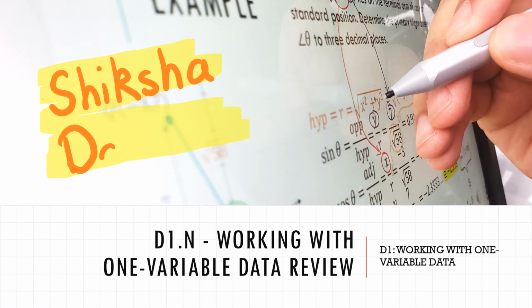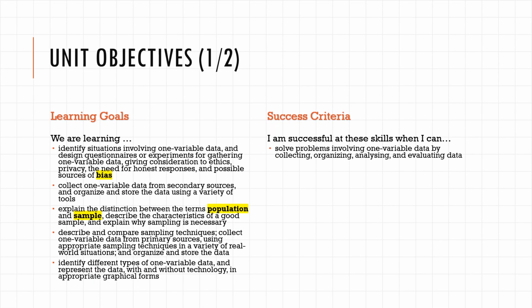Hello and welcome back. Today we're going to be reviewing our unit D1, which was where we learned how to work with one variable data. In this unit, we learned to identify situations that involve one variable data, and we considered we need privacy, we need ethics, we need honest responses, and we need to consider different types of bias.